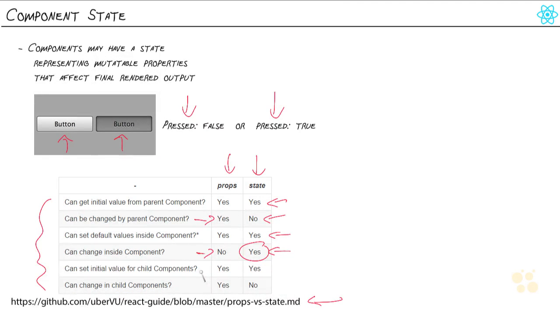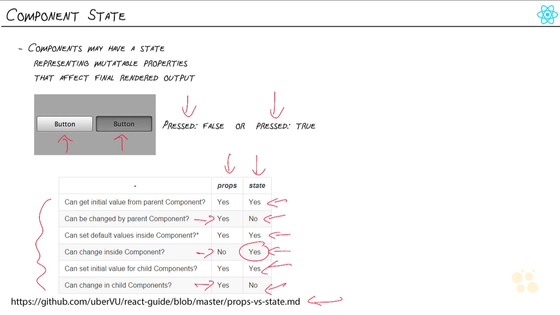They can't. And then, can we set the initial value for child components? Yes, on both of these. And can we change the value of it in a child component? The answer for properties is yes, because a parent component can update its children, basically causing them to re-render, but not for state. Again, state is private, so those children handle their own state. They manage their own state. They should not get updated.